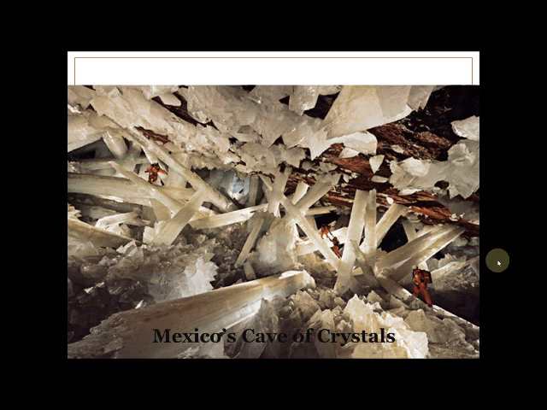And so they have to wear special suits, breathe special oxygen tanks, and they can only stand for a certain amount of time. But this is a real world example of an ionic compound. That's something different than just our normal table salt.